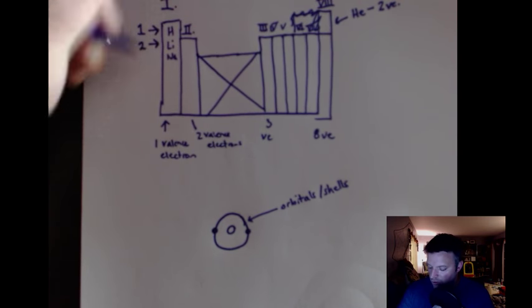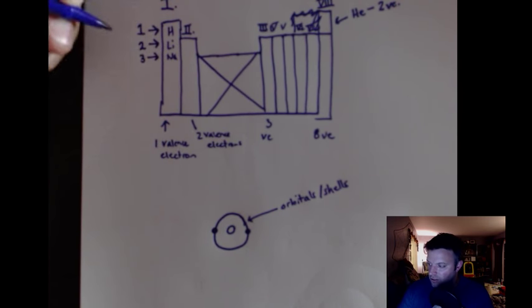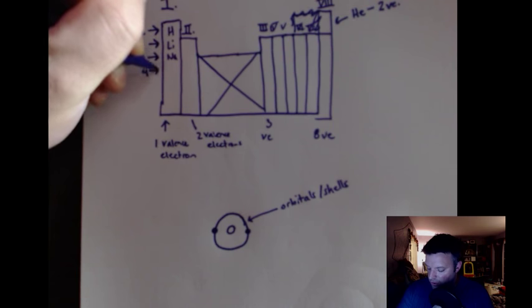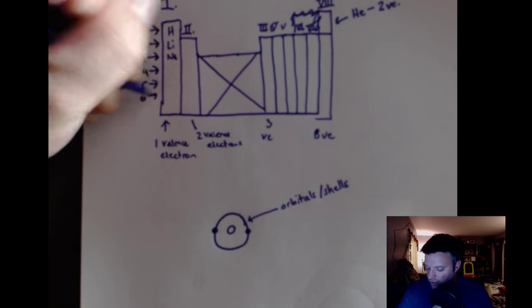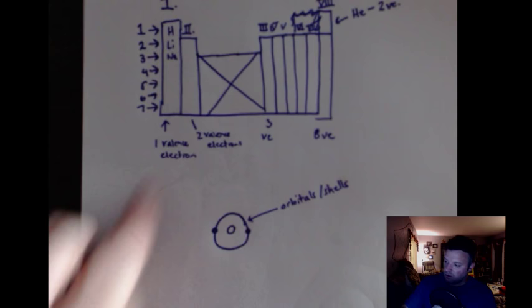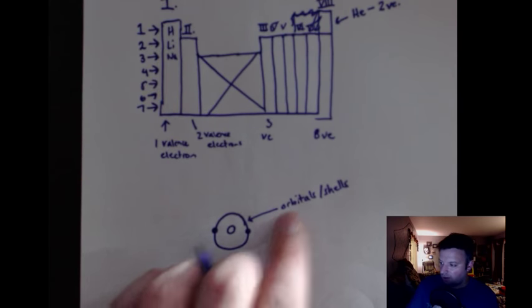Period number 2 has 2 shells. Period number 3 has 3 shells. Period number 4 has 4 shells. 5 is 5. 6 is 6. And 7 is 7. So that's how many shells you have on the outermost layer.